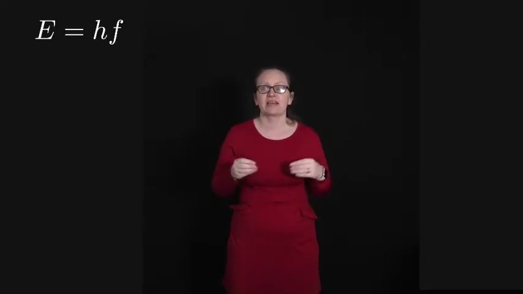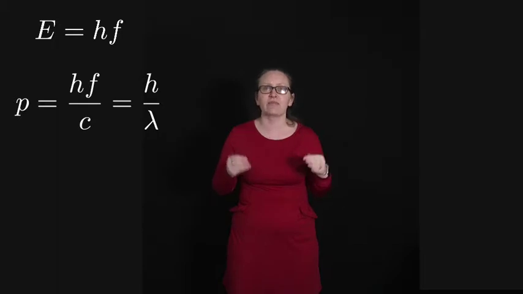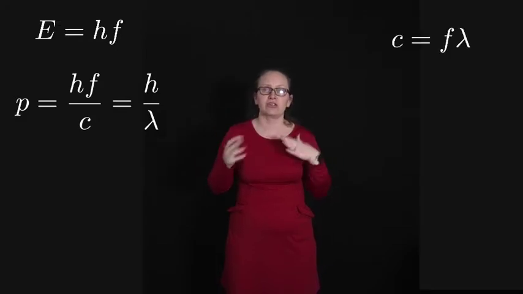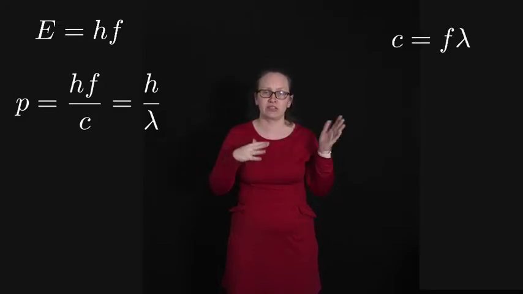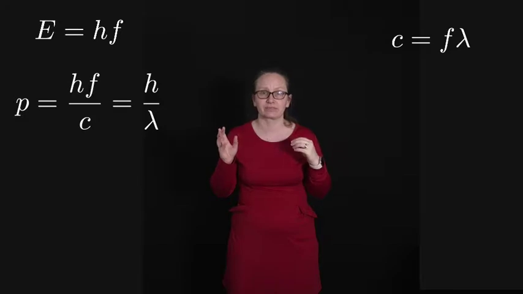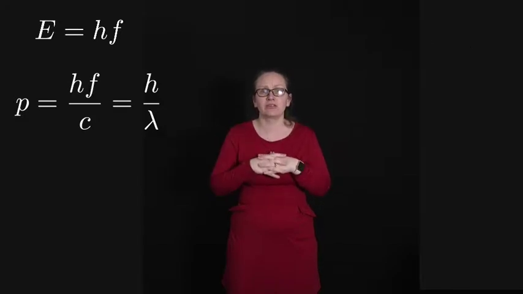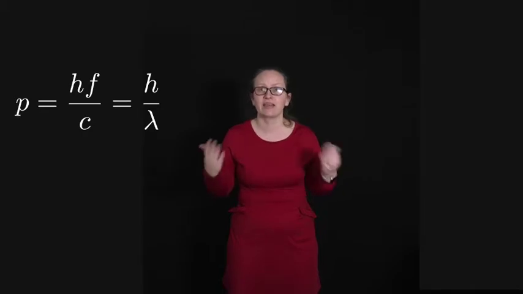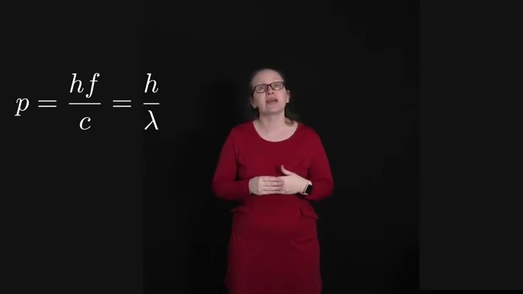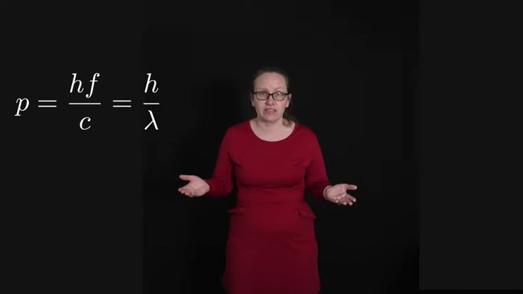He said that if a photon has an energy given by hf, then its momentum is given by p equals hf on c, which is equal to h over lambda, just using c equals f lambda to get that last expression. Now, being good physicists, we shouldn't just trust Einstein, even though he was brilliant. We should say, well, where's the evidence for this?